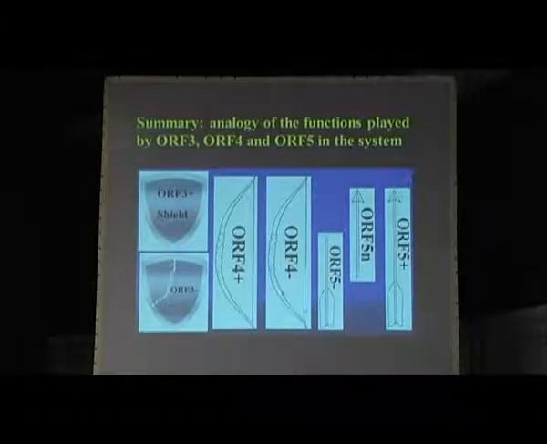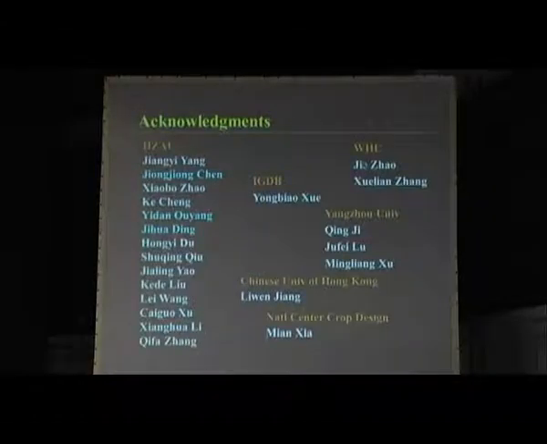And a bow is played by OF4. So this and this together would cause a killing reaction. OF3 is a shield. When the shield is functional, it can protect the gamete very well, so the gamete would not die. When the shield is broken, it is not able to protect the gamete, and the gamete would be killed. So basically, that's what we found in this study.